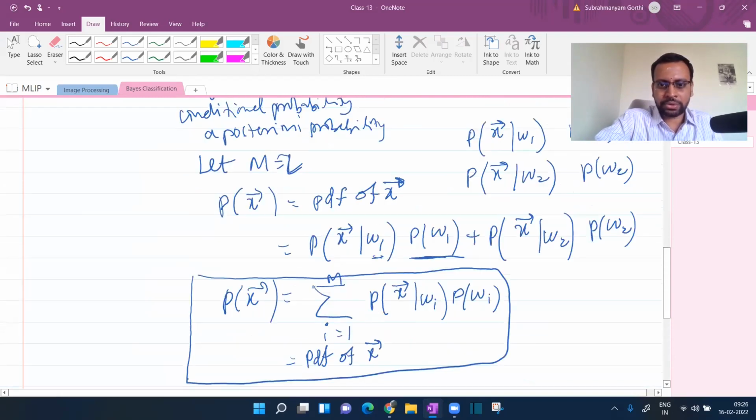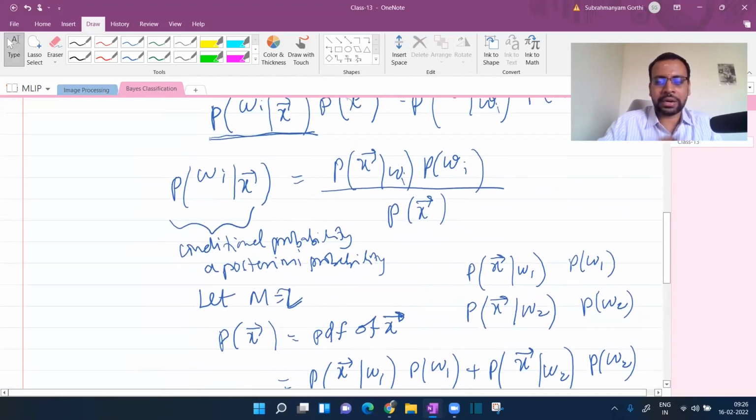Let's again come back to this apparently complicated equation. This one.